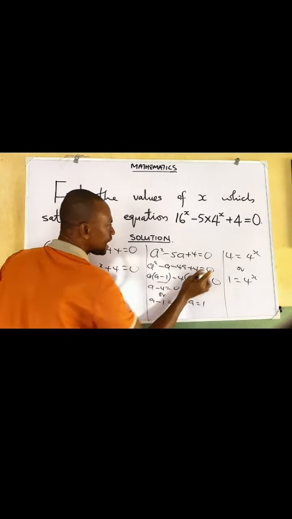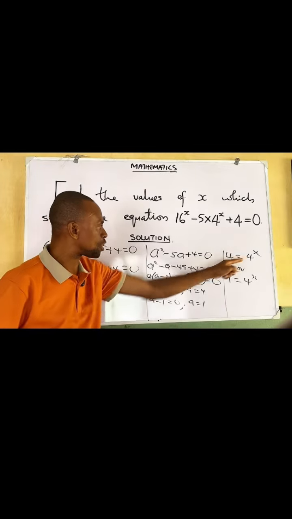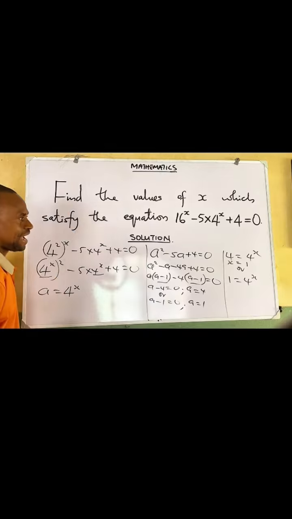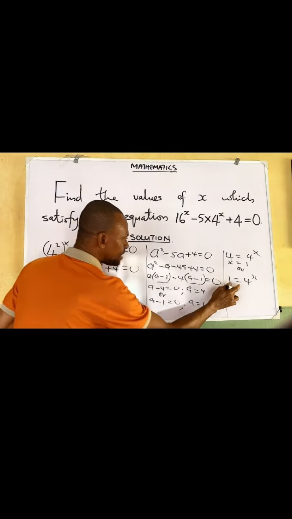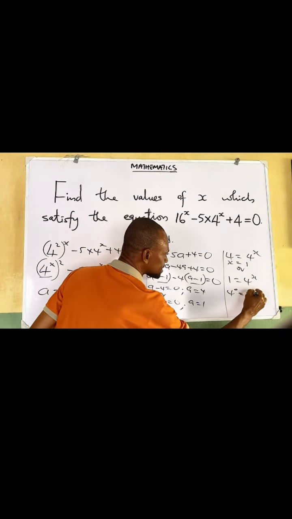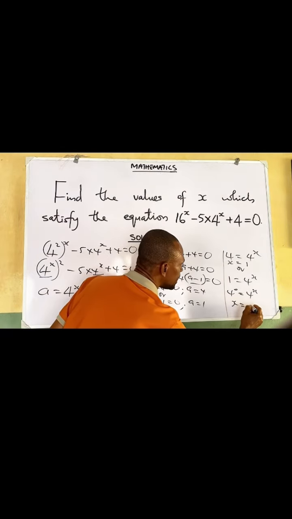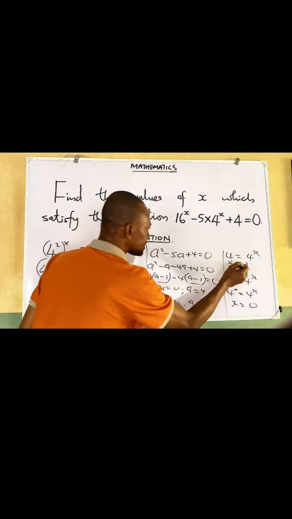Now you have 1 equals 4 raised to the power x. Here, when the bases are equal, the powers are equal. So what it means is that x equals 1. And when you come here, 1 is 4 raised to the power 0. This equals this, and when the bases are equal, the powers are equal. So x equals 0. So x equals 1 or x equals 0.